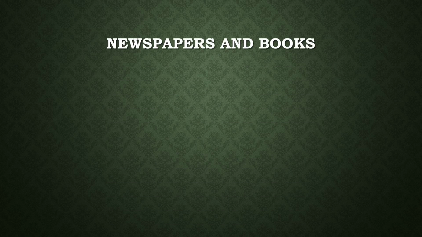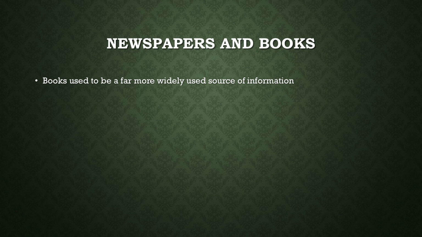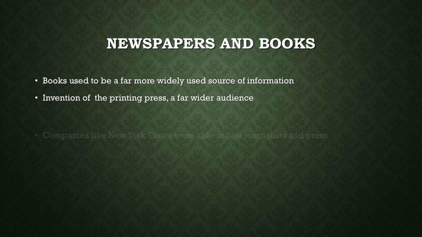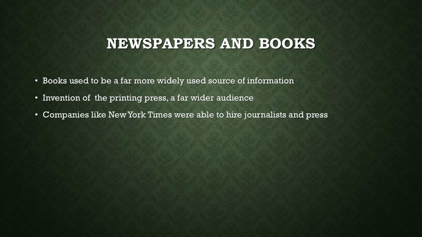Newspapers and books. Books used to be a far more widely used source of information, as well as a source of entertainment. With the invention of the printing press, a far wider audience was able to read published work and get news from newspapers. Companies like the New York Times were able to hire journalists and press that made their living finding stories to put into the newspaper.